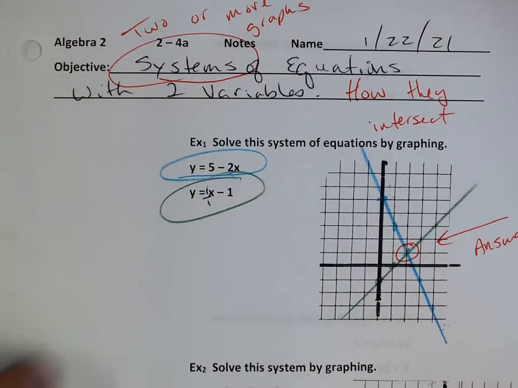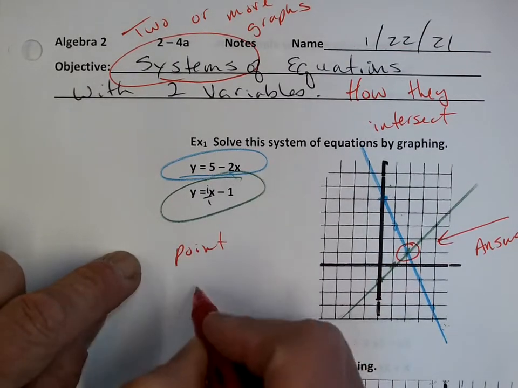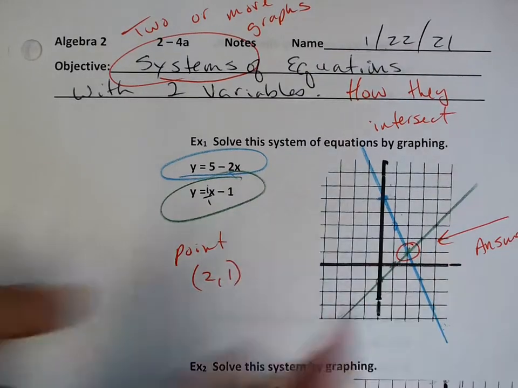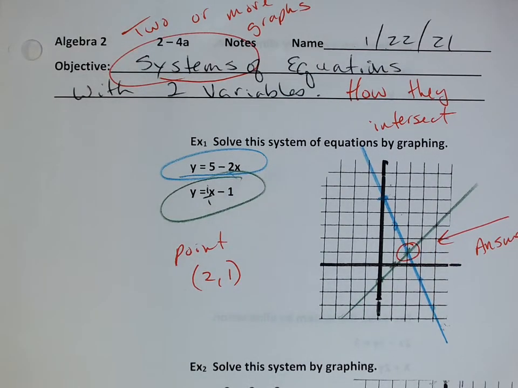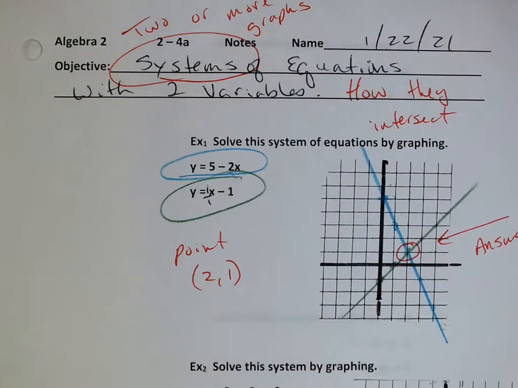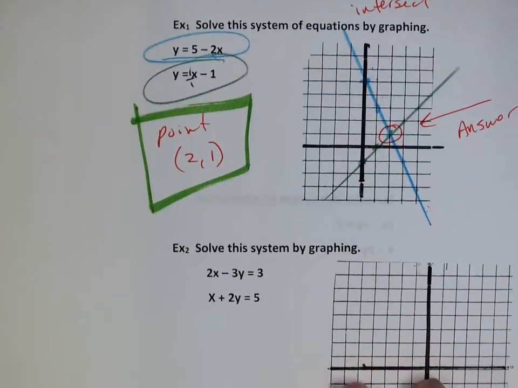So my answer is the point at 2, 1. Not bad. That's not bad at all, okay? I like that. There's my answer. Good. All right, number 2.